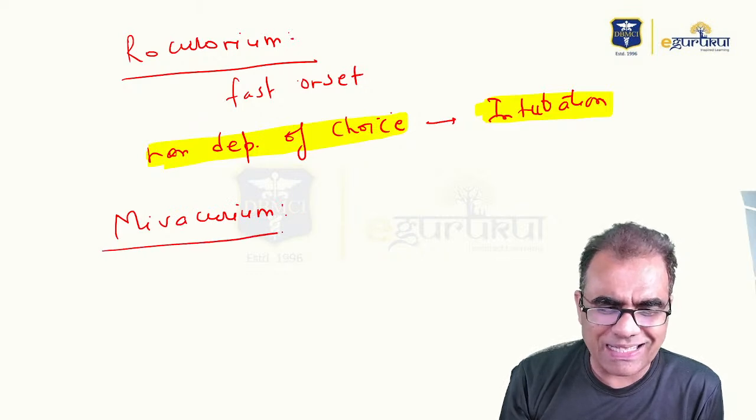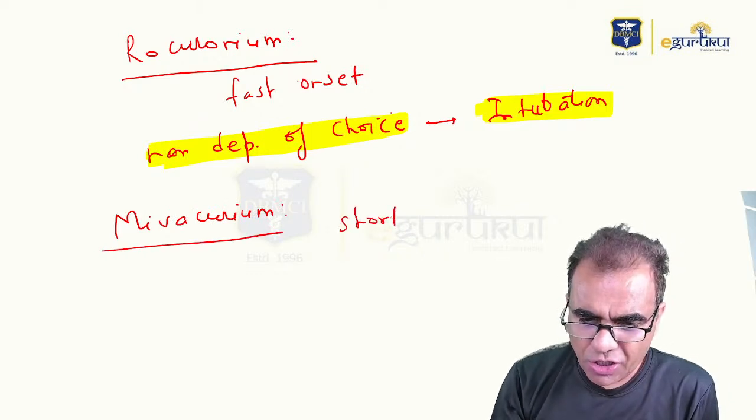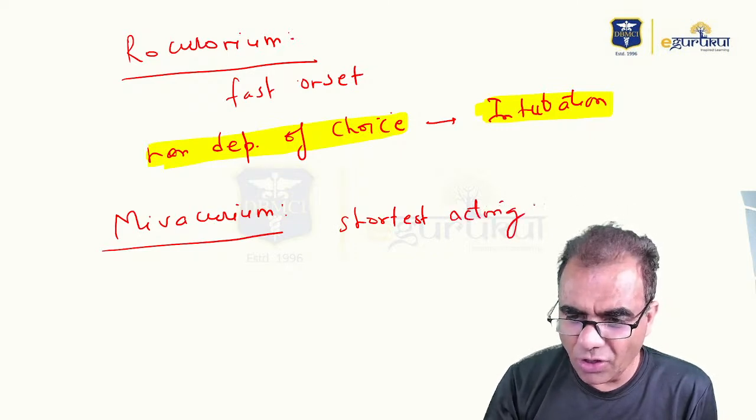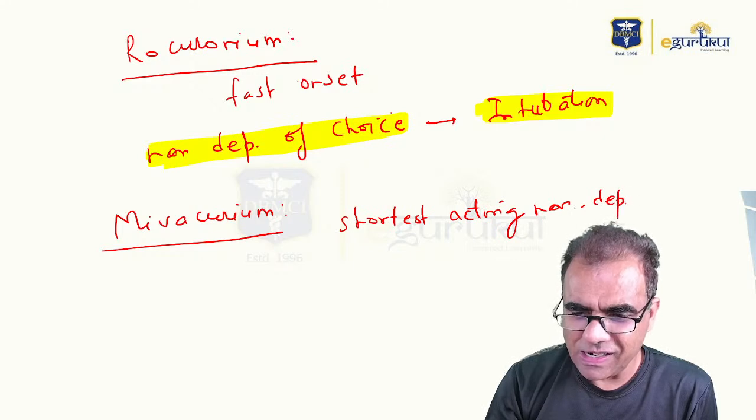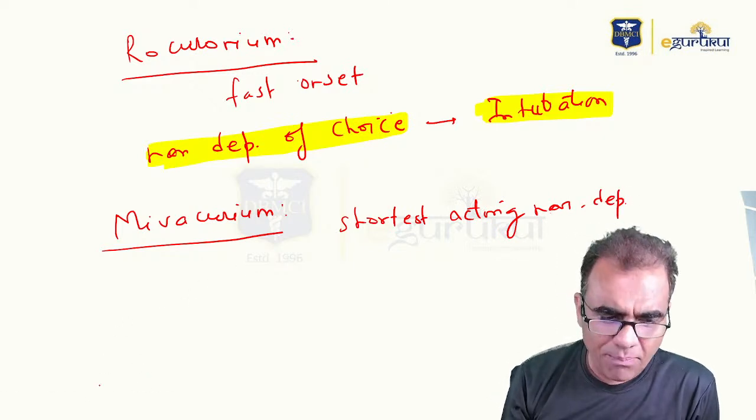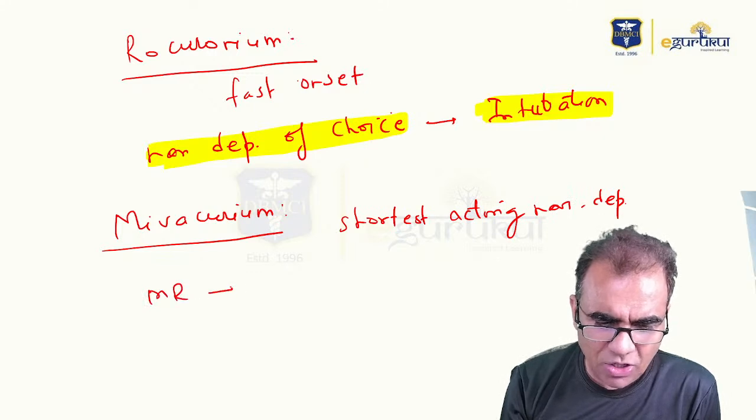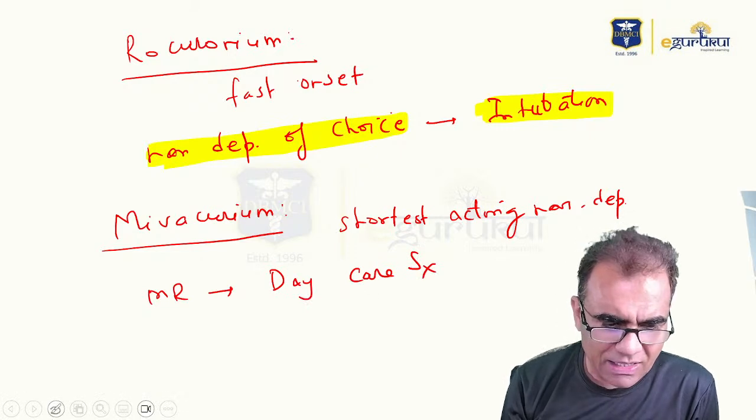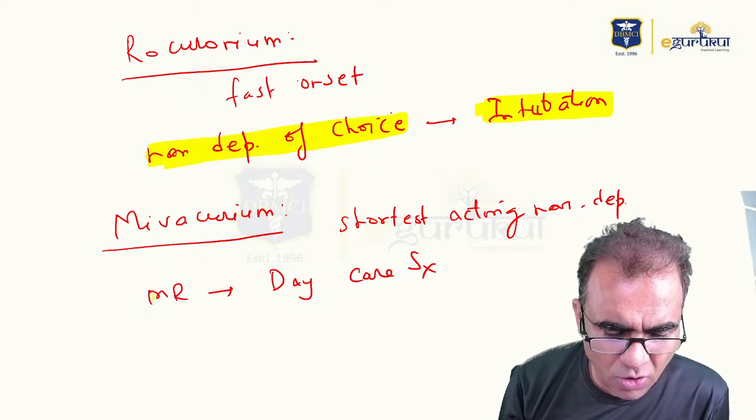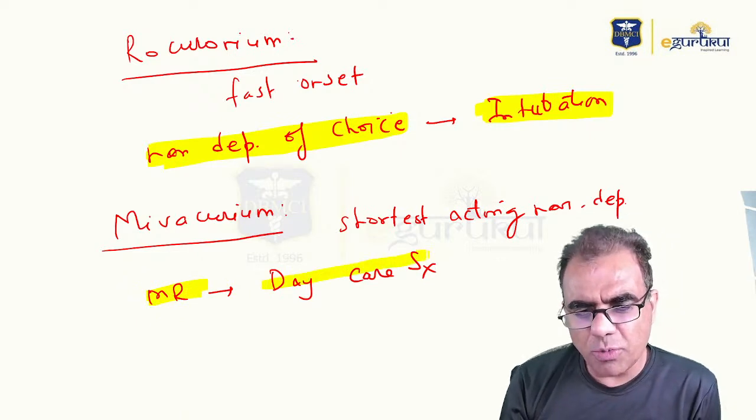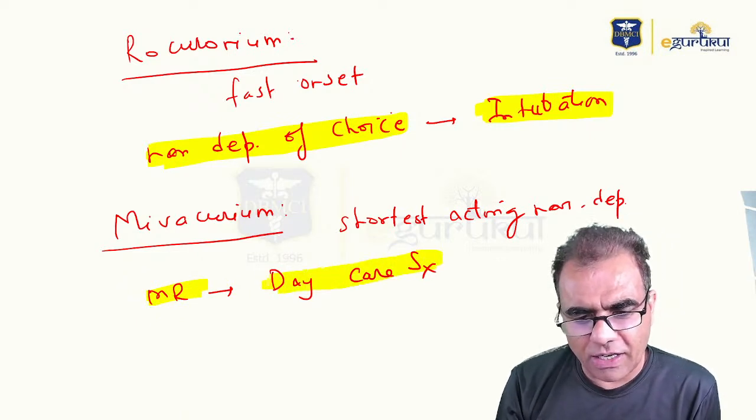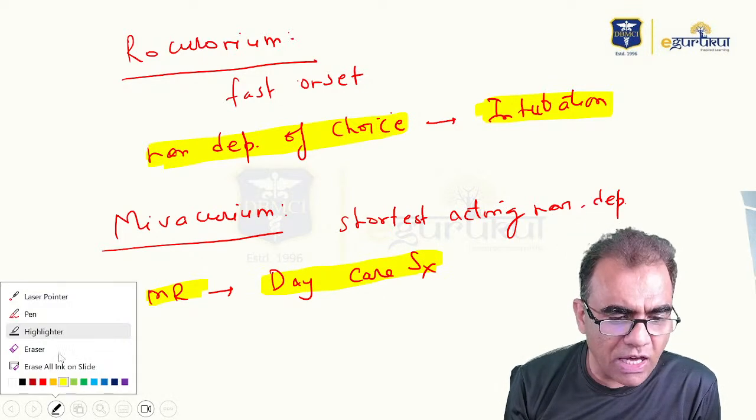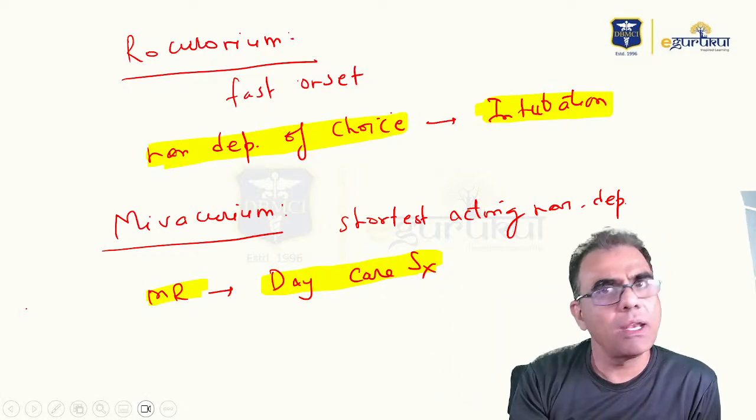Mivacurium among the muscle relaxants is the shortest acting non-depolarizer, making it the muscle relaxant of choice for daycare surgeries. In daycare surgeries, you know that any drug should be short acting. So mivacurium is short acting, making it the muscle relaxant of choice for daycare surgery. IV agent of choice for daycare surgery, already we have seen, is propofol.